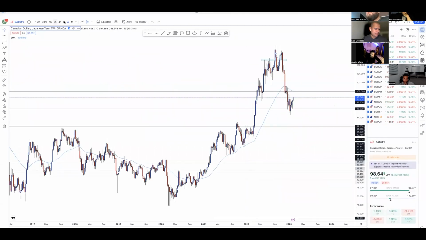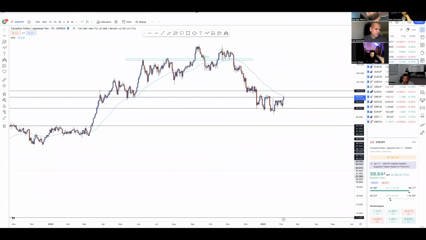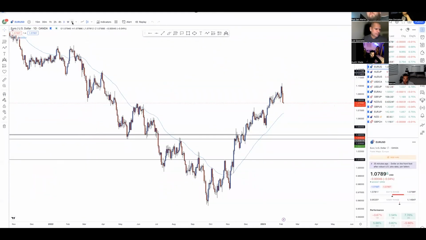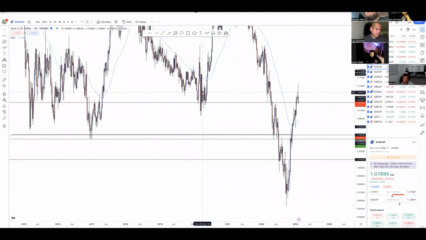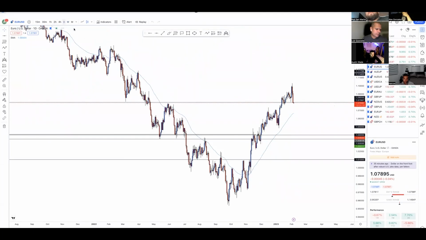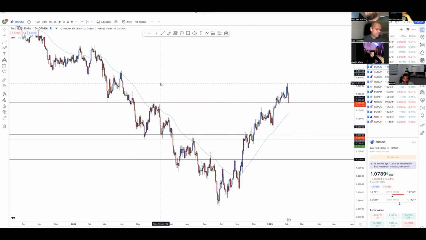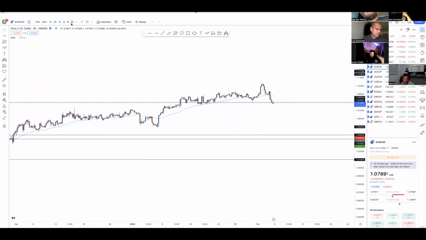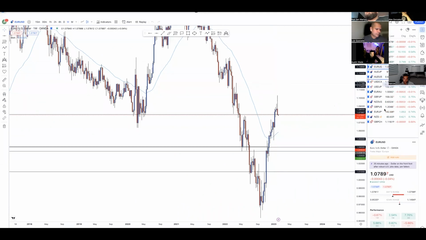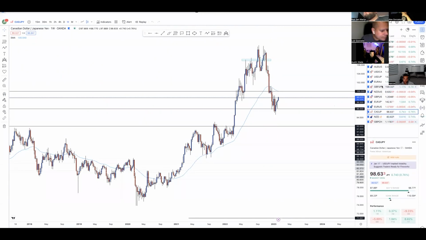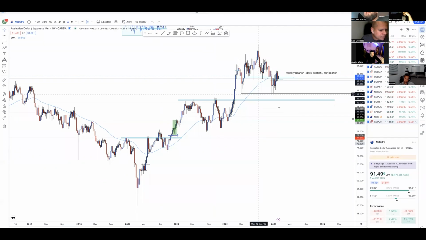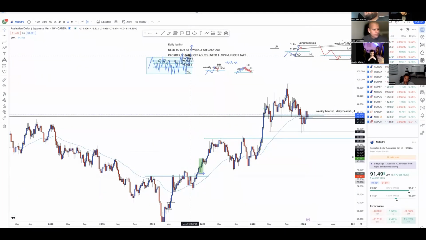CAD JPY, I'm good. Euro USD. Hmm. I mean, we are pulling up to a nice zone. I'm good. AUD JPY. Already threw CAD JPY down. AUD JPY. What the fuck is all this? Having all these things.